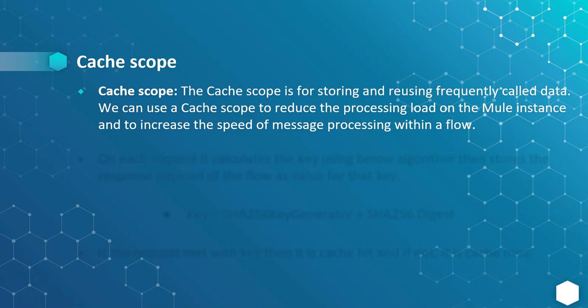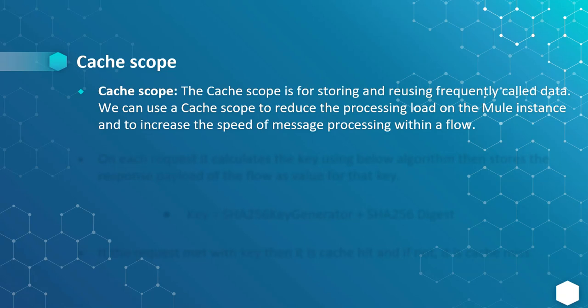Instead of that, if we use cache scope, it will store the response for a specific request in the cache. Then whenever a duplicate request comes, it responds back from the cache. If we don't use cache scope, it is always hitting the database, then getting the object of the employee. Whereas if we keep cache scope, it eliminates the database call for duplicate requests.